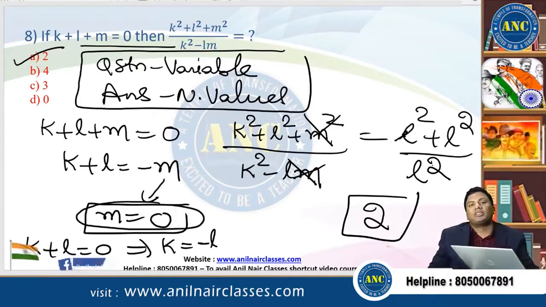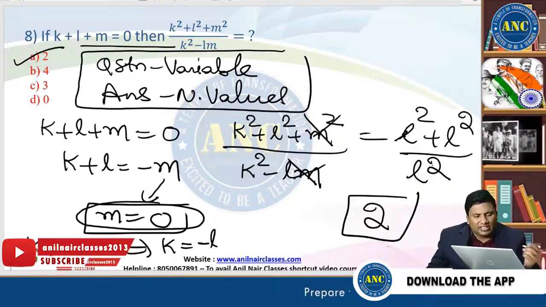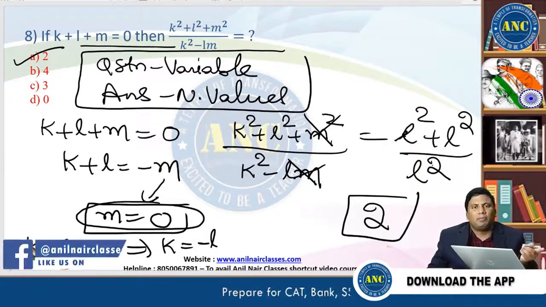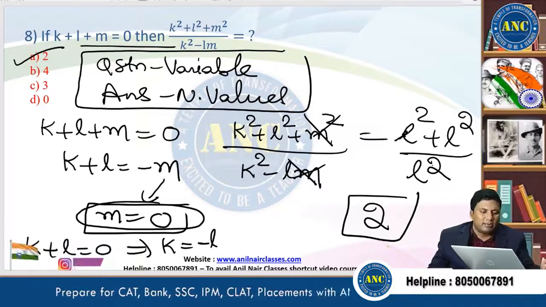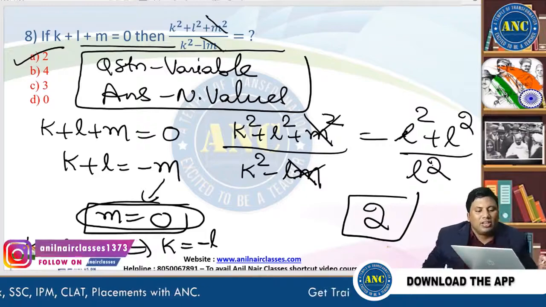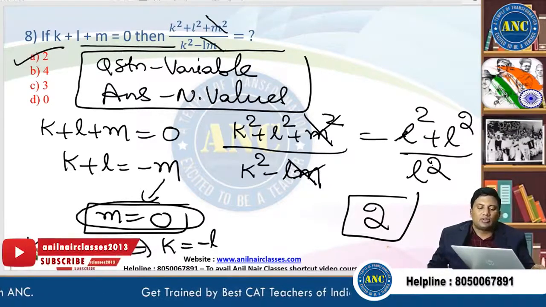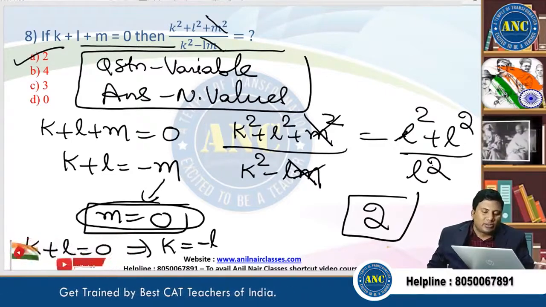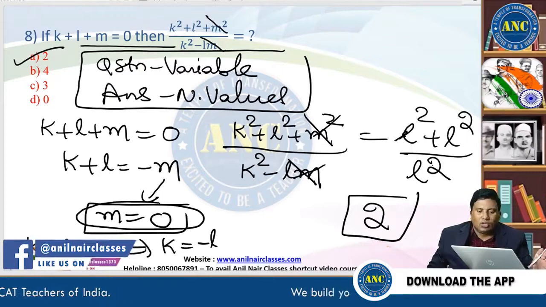K plus L plus M is 0. You can make K 0 or L 0. The answer will not change because it's a symmetric function. If K is replaced by M, M is replaced by L, still the value K plus L plus M is 0. If M value is 0, this is out, this is out. So wherever K is there, substitute minus L. Minus L whole square is L square. L square plus L square divided by L square. Answer is 2. Idea clear?